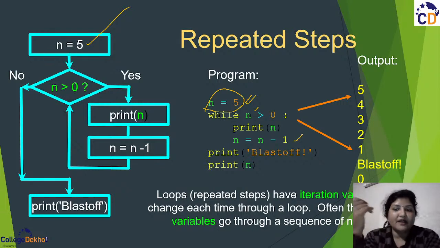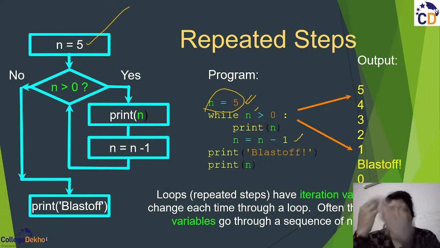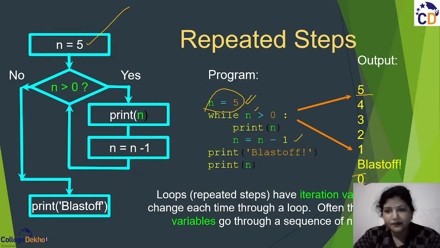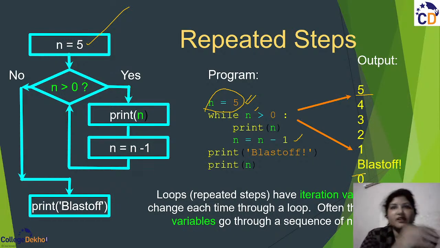Loops or repetitive steps have iteration variables that change each time through a loop. You cannot have all the same values, because looping is meant for first-time iteration, second-time iteration. It works like this. Often these iteration variables go through a sequence of numbers. Now let us see how it works. You started with 5 and go till 0. 0 is not included, because we have the condition n greater than 0. Whenever n is greater than 0, we can execute this loop.